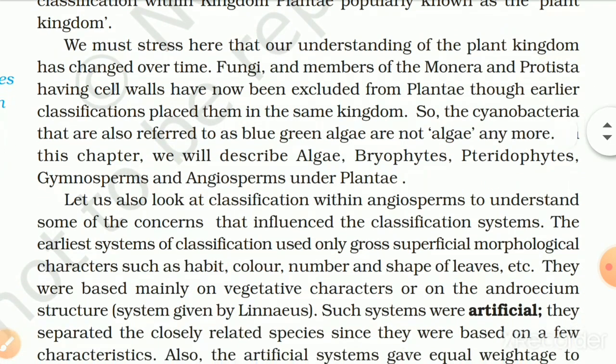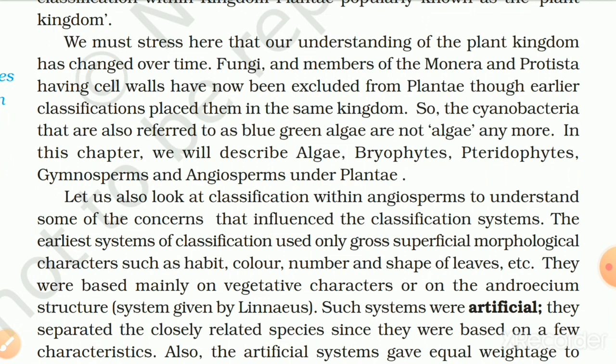We must stress here that our understanding of the plant kingdom has changed over time. Fungi and members of the Monera and Protista that have a cell wall have now been excluded from Plantae, though earlier classification placed them in the same kingdom. So, the cyanobacteria that are also referred to as blue-green algae are not algae anymore. In this chapter, we will describe algae, bryophytes, pteridophytes, gymnosperms, and angiosperms under Plantae.